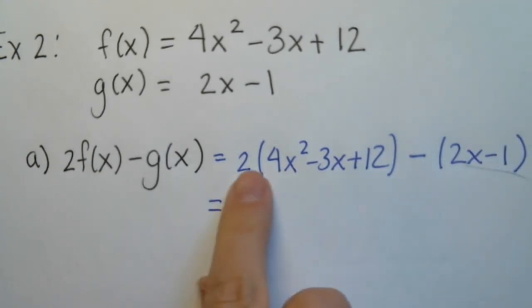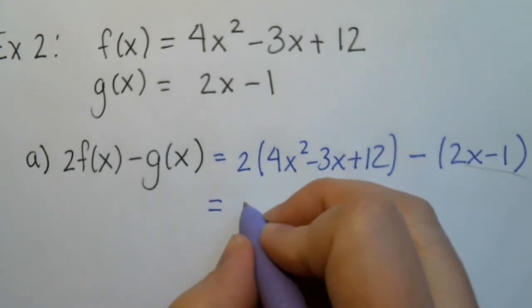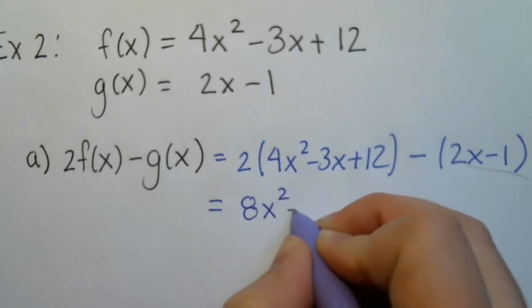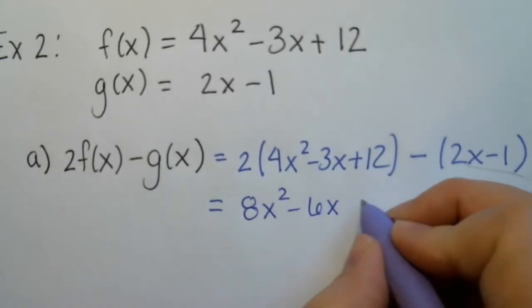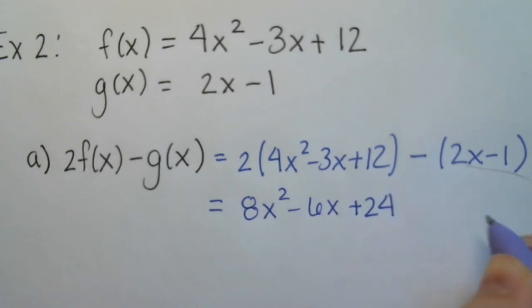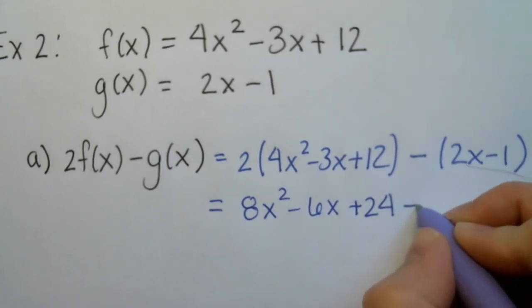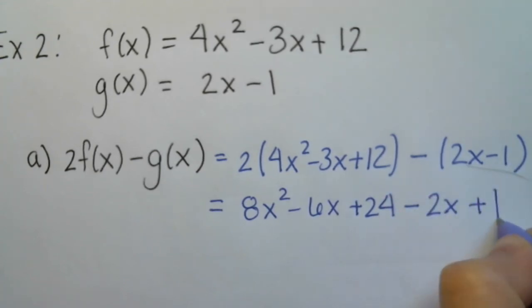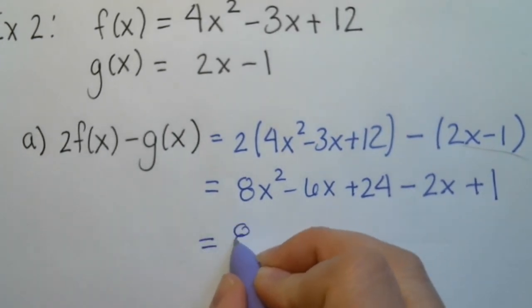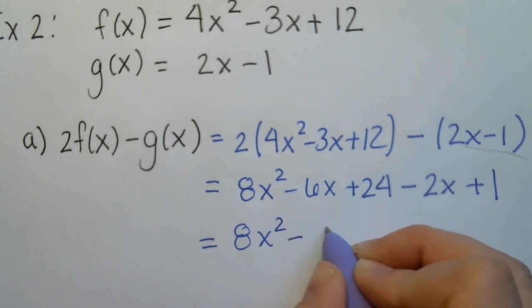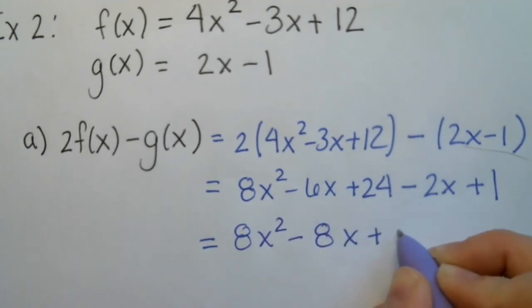Okay, so I'm going to multiply out my 2 to give me 8x squared minus 6x plus 24. And I'm going to distribute out my negative to give me negative 2x plus 1. Okay, so combining my like terms, I get 8x squared minus 8x plus 25.